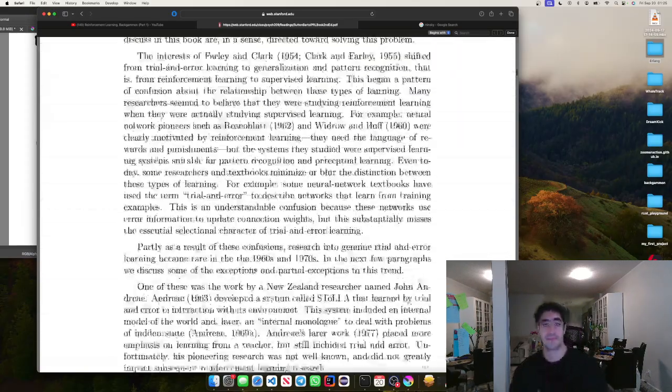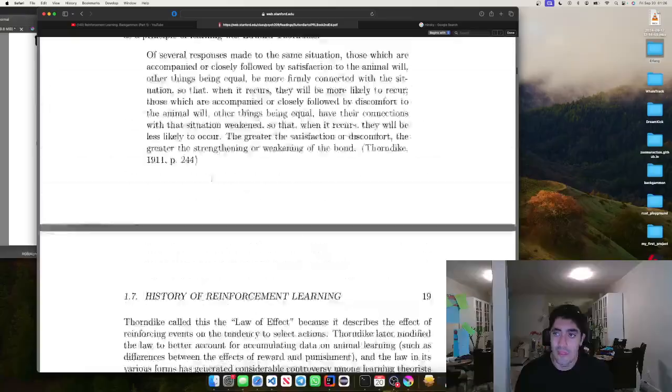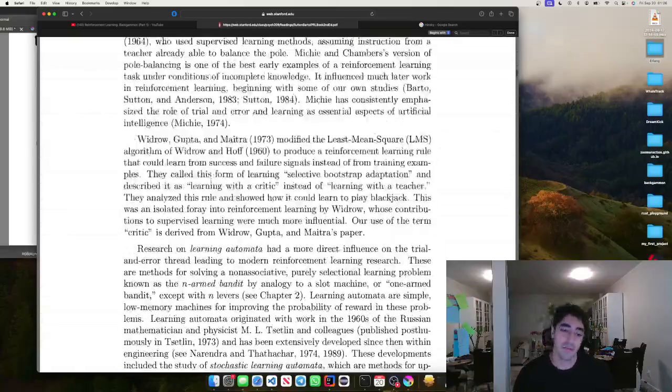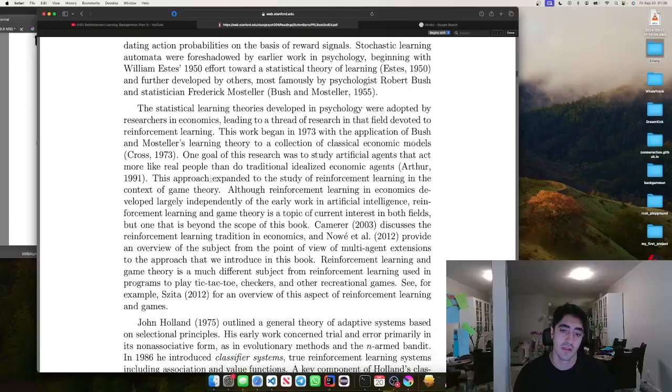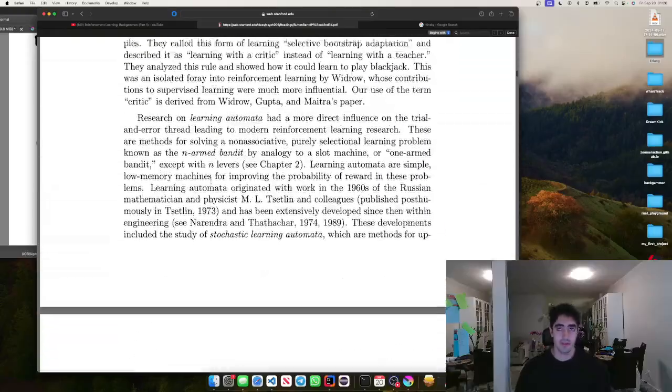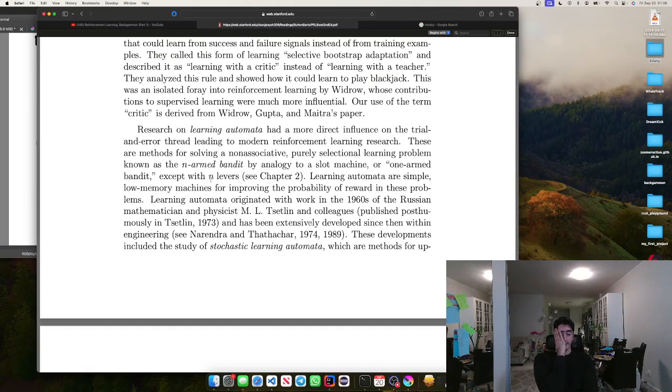Alright. So a big part of designing a reinforcement learning system is how to actually reward it. You know? So that was a big part of it.